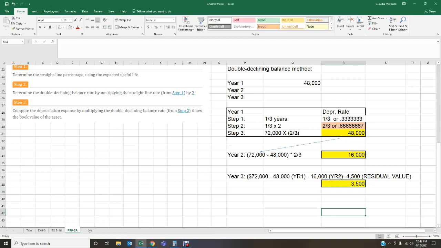That would be your final depreciation for year number 3. For year number 2, it was 16,000. For year 3, it's 3,500.